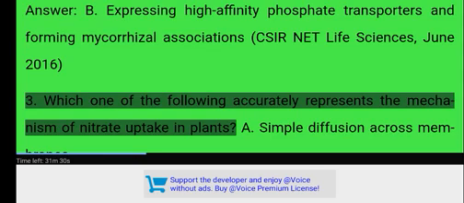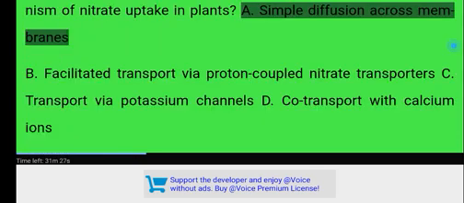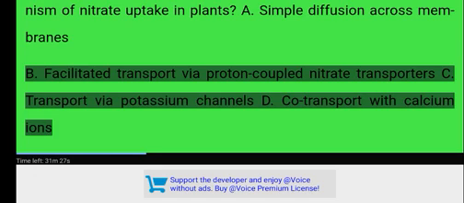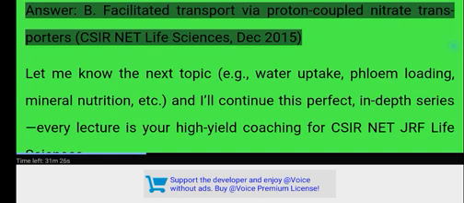3. Which one of the following accurately represents the mechanism of nitrate uptake in plants? A. Simple diffusion across membranes. B. Facilitated transport via proton-coupled nitrate transporters. C. Transport via potassium channels. D. Co-transport with calcium ions. Answer: B. Facilitated transport via proton-coupled nitrate transporters. CSIR NET Life Sciences, December 2015.